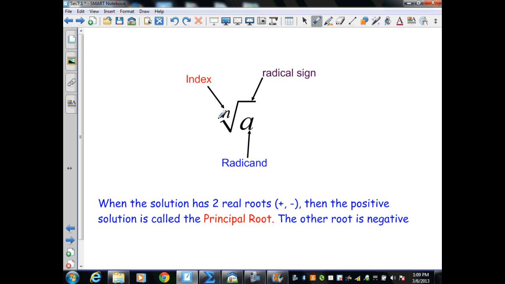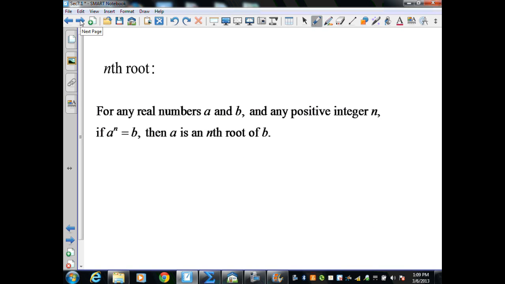When the solution has two real roots, which is a plus or minus, then the positive solution is called the principal root. The other root is called the negative root. Here we have the nth root. For any real number a and b, and any positive integer n, if a to the nth power equals b, then a is an nth root of b.